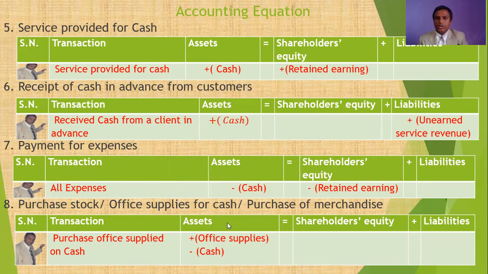Next, number 8, purchase of stock, office supplies, or merchandise for cash. When we purchase for cash, what's coming? Office supplies are coming in, stock and merchandise come in, and cash goes out. Office supplies are related to assets, cash is related to assets, so both sides affect assets.